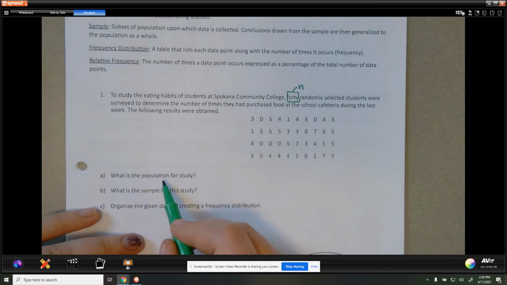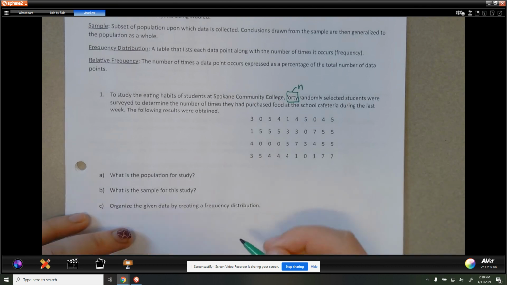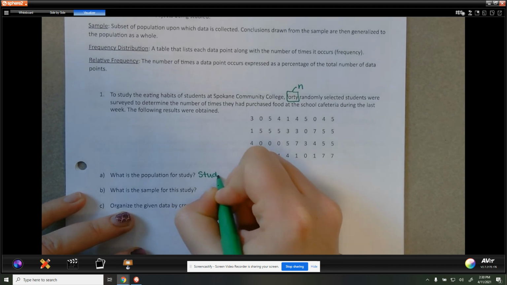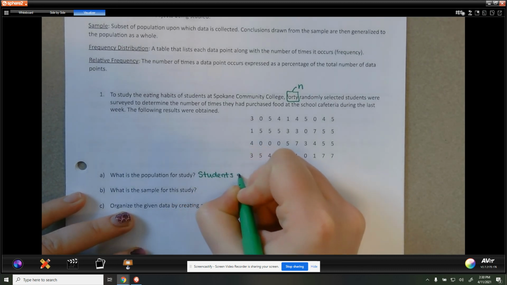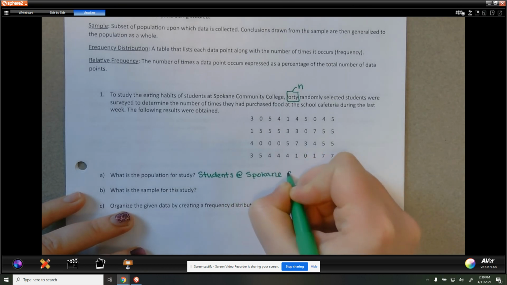So what is the population of the study, right? What is the group that we are focusing on? So we are focusing on students at Spokane Community College.